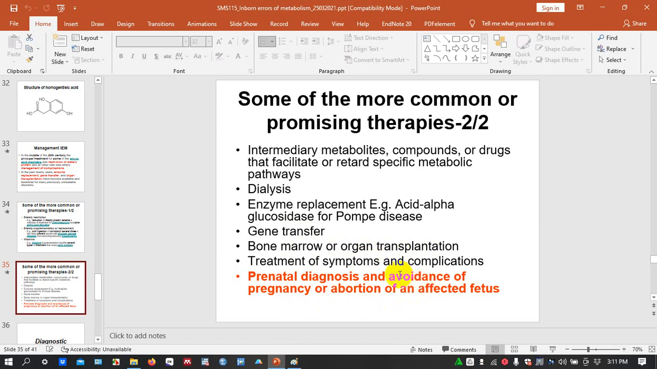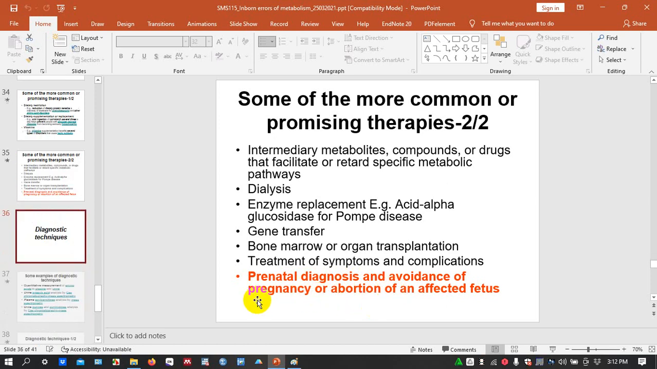Treatment of symptoms: if the person has already taken the food that is making the person have the symptoms, you give drugs or food and medications that will reduce the complications. Prenatal diagnosis and avoidance of pregnancy. Prenatal means before delivery, and postnatal is after delivery. So if you diagnose somebody with inborn errors of metabolism, then what we need to do is to avoid the pregnancy. Because if the baby is having inborn errors or the mother is having, you have to avoid the pregnancy or cause abortion of the fetus.